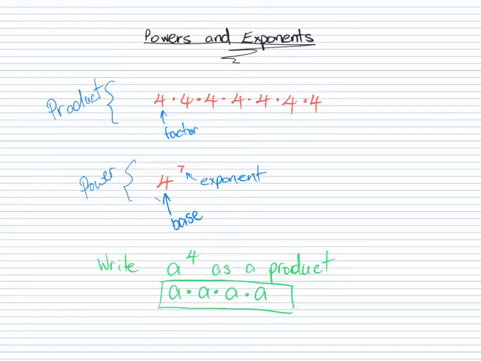Or I could go the other way around, and I could ask you to write 7 times 7 times 7 as a power. And you'd say, well, 7 is being multiplied by itself. How many times is 7 being multiplied by itself? 3 times, so the exponent is 3. So that's really all powers and exponents are about, being able to understand that taking a number and raising it to a power is multiplying that number or that factor by itself that many times.